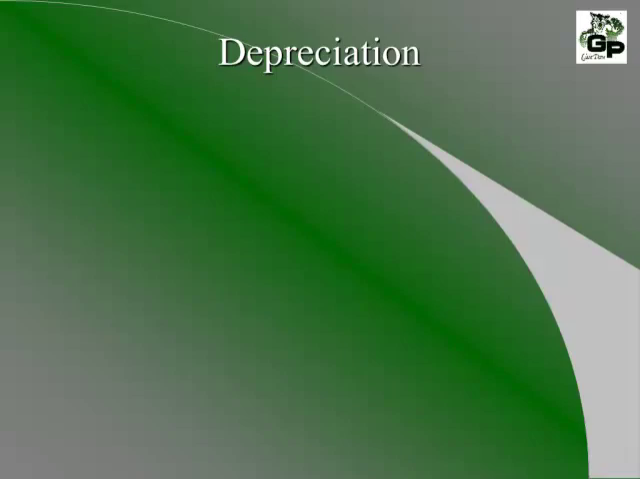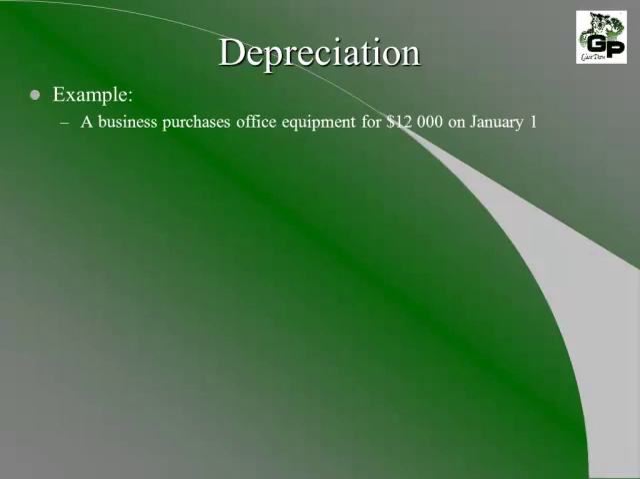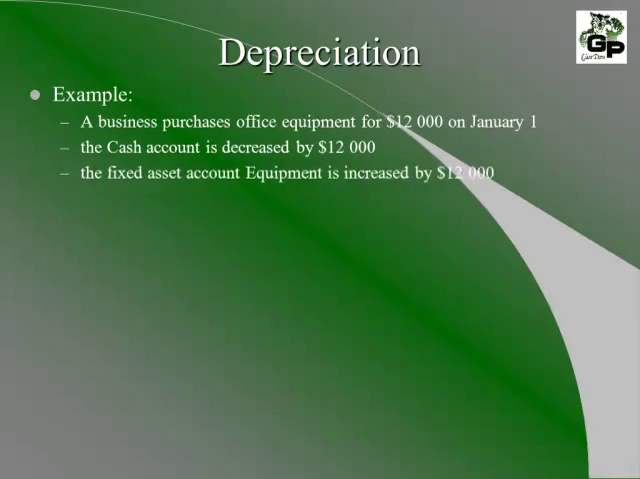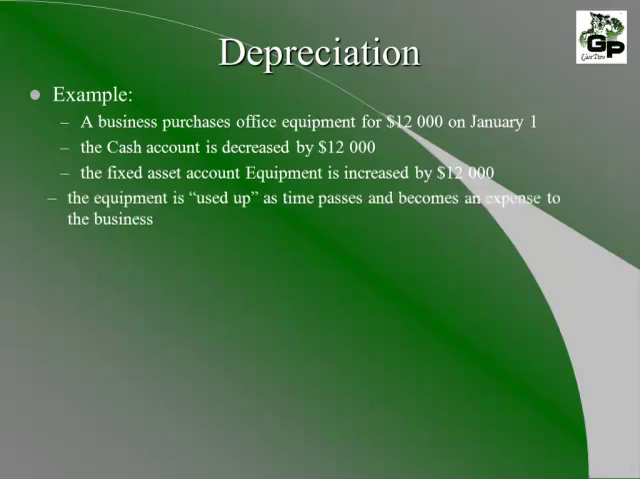Today we'll be talking about depreciation. Here's an example. A business purchases office equipment for $12,000 on January 1st. The cash account is decreased by $12,000 as they paid for it with cash. The fixed asset account named equipment is increased by $12,000.